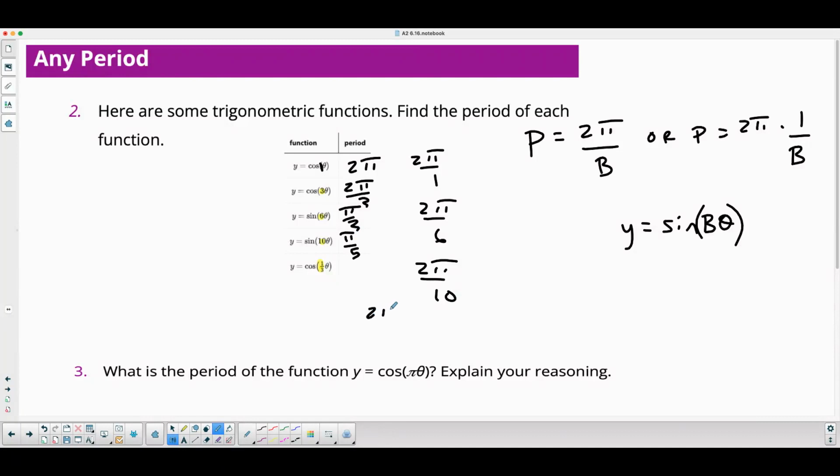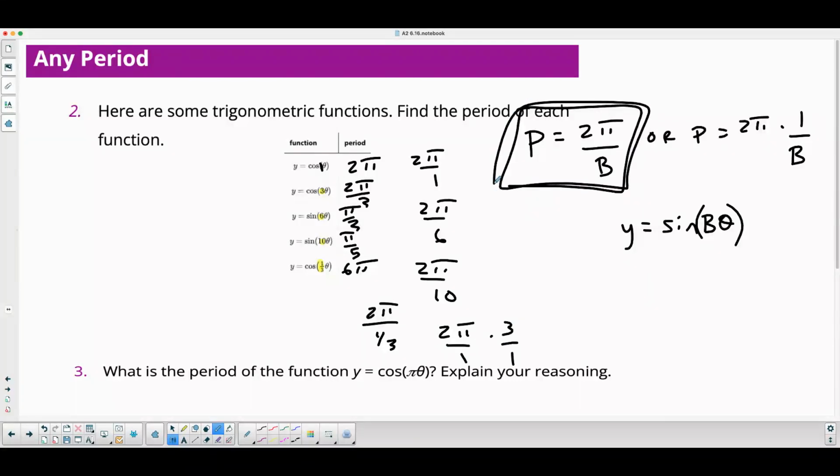And this one, 2 pi over 1/3. We got to multiply by reciprocal. 2 pi times 3 over 1. So I get 6 pi. All right, so make sure that you know this formula right here.